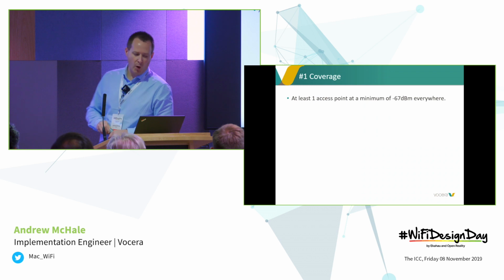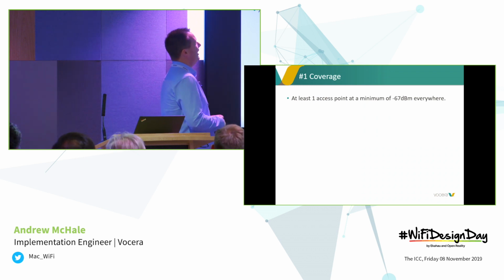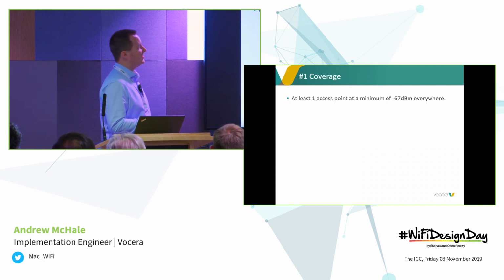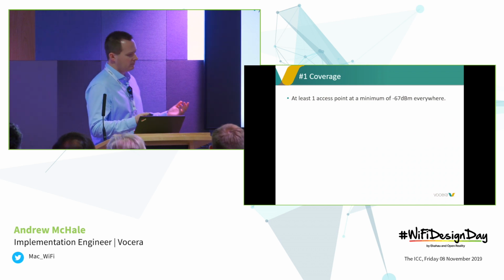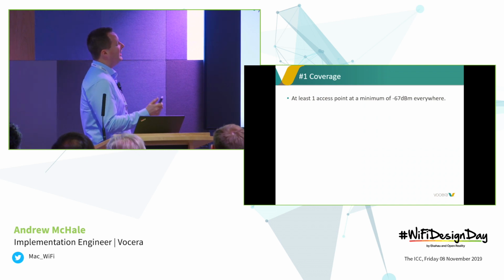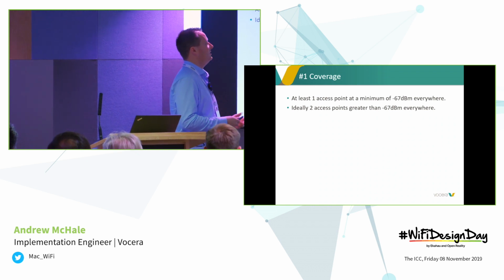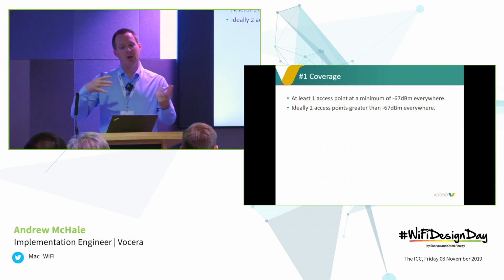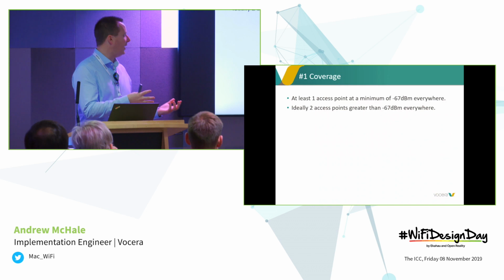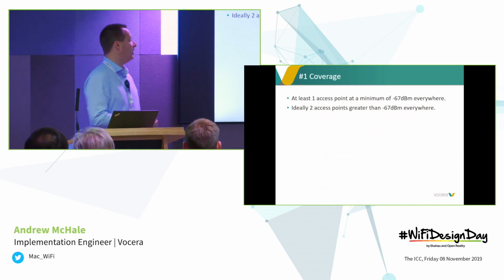Okay, so tip number one, and this is a given, right? And Keith said it's the easiest thing to do, coverage. You want at least one access point with a minimum of minus 67 dBm everywhere. That's easy, and probably people are over-designing that right now. And really, the tip has moved on to be ideally 2 access points greater than minus 67 dBm everywhere. And that gives you a nice overlap. That means you've always got a very strong AP that you're leaving and a very strong AP that voice client can go to. So you've got a very nice roam.